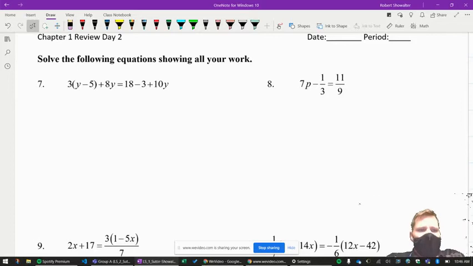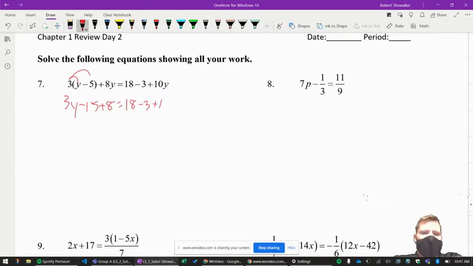Here we go. All right, distribute some action. 3 times y is 3y. That would be negative 15 plus 8 equals 18 minus 3 plus 10y. Combine like terms, that makes it a little bit easier. So we got this 3y is going to drop, and then we have negative 7. We have 18 minus 3, which is going to be 15, plus 10y.